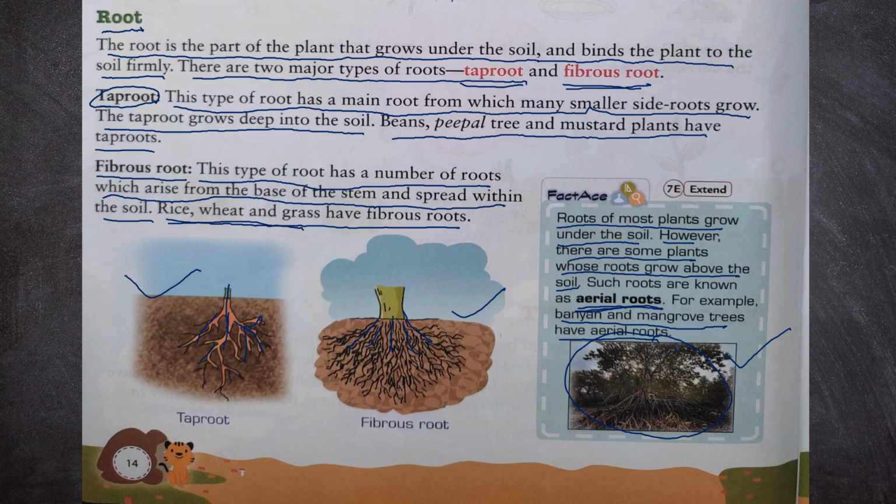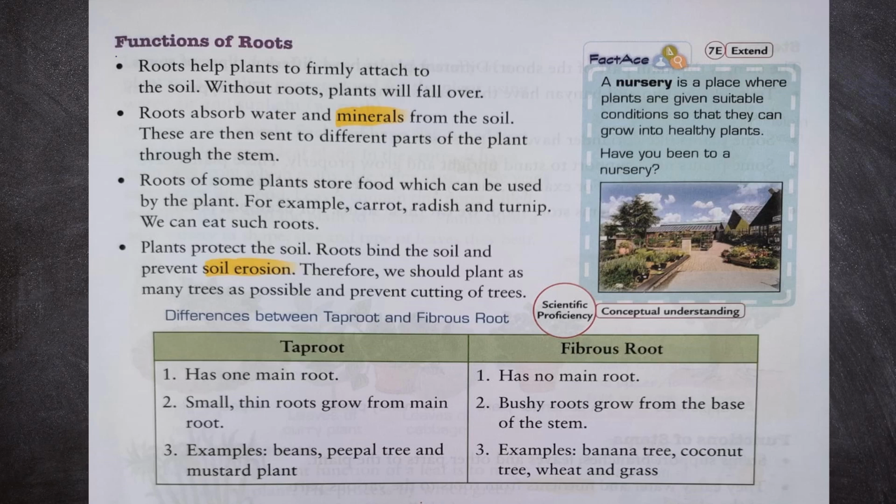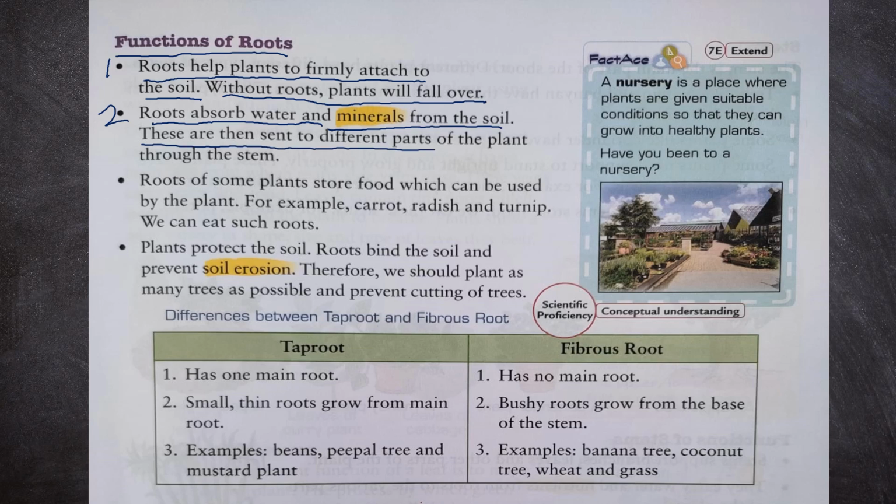Now we will see the functions of roots. First of all, roots help plants to firmly attach to the soil. Without roots, plants will fall over. Second, roots absorb water and minerals from the soil. These are then sent to different parts of the plant through the stem.